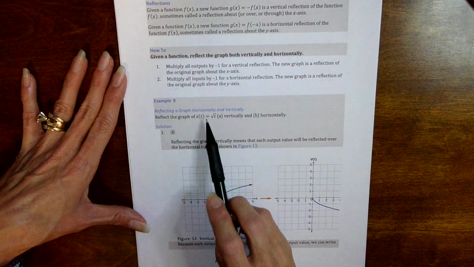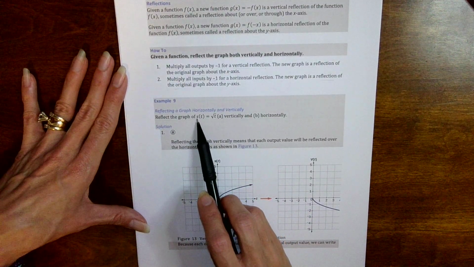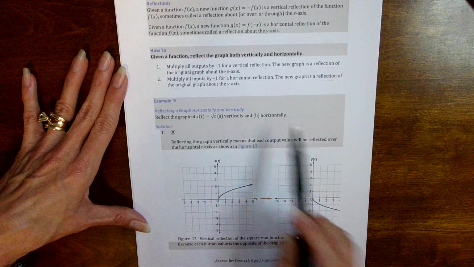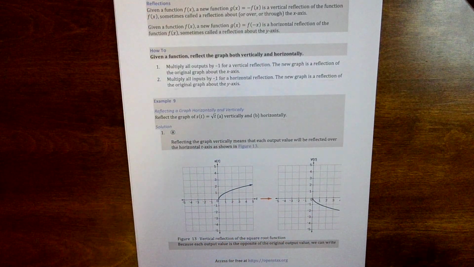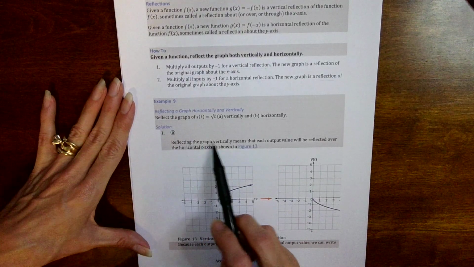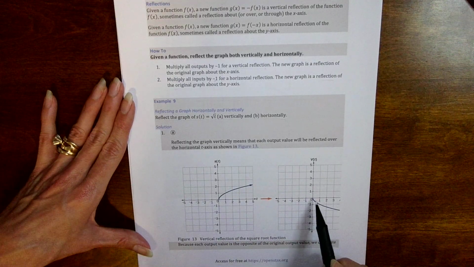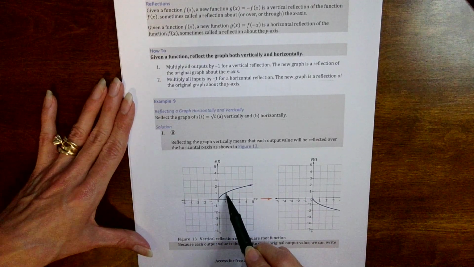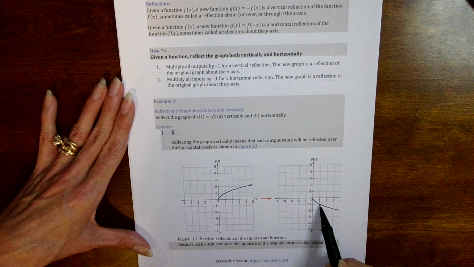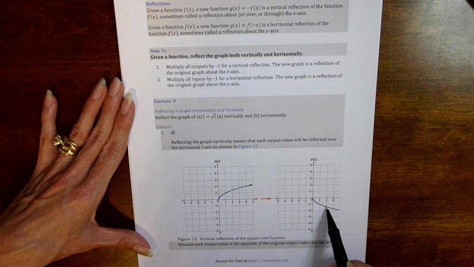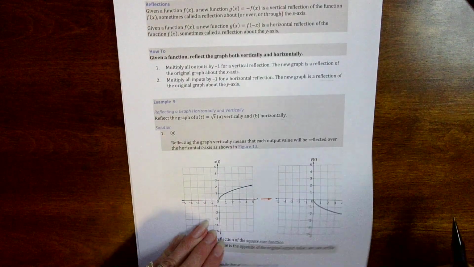So this says we're going to reflect s of t equals the square root of t vertically and horizontally. Reflecting the graph vertically means each output will be reflected over the horizontal t-axis. So it starts at 0, 0. This is 1, 1. Now it becomes 1, -1. This is 2, 1.5. So now this becomes 2, -1.5. And you just keep going.